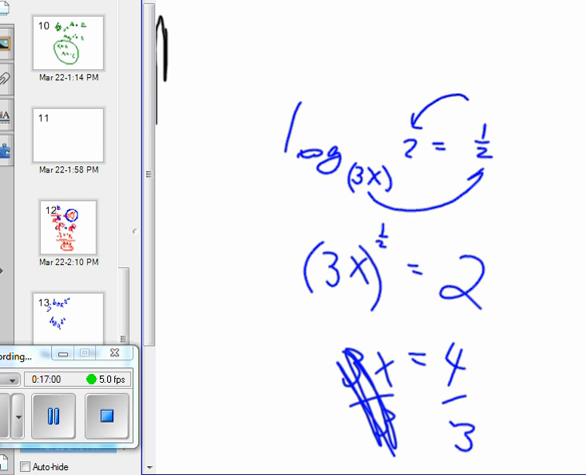Let's see if it actually works. It says 4/3. I stick it here. Do you get that the 3 cancels the 3?